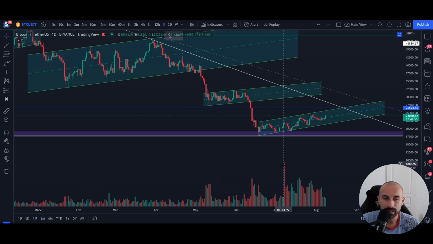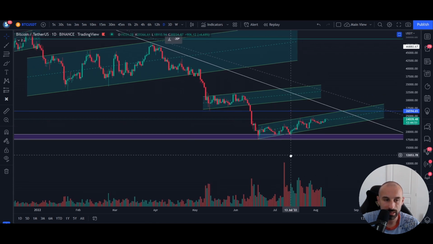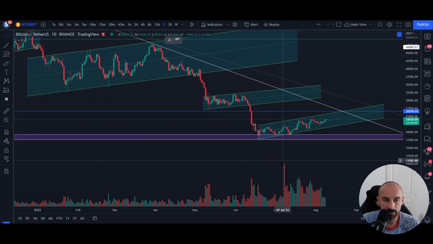However, now that I talked about this volume candle right here, you can see how strange it is. Compare it to the candle that it plotted.